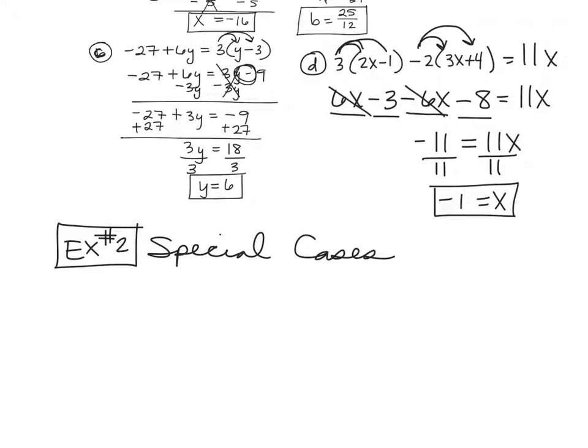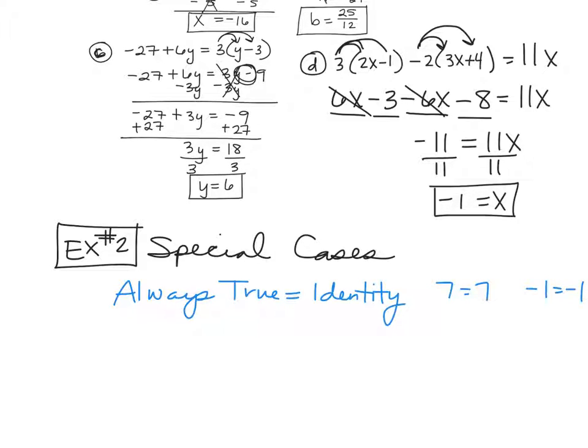All right. Special cases. There are going to be situations where you will have different answers, not just x equals something or y equals something, okay? Here are your special cases. If something is always true, we call that an identity. That'll be something like 7 equals 7 or negative 1 equals negative 1. So notice there is no variable. It's not x equals 7, it's 7 equals 7. That's called an identity. Your answer means it's always true, okay?